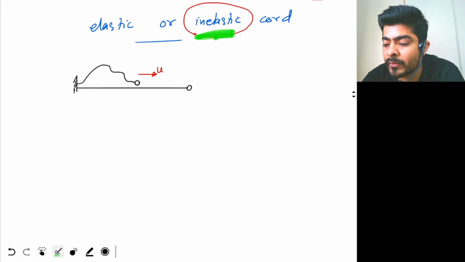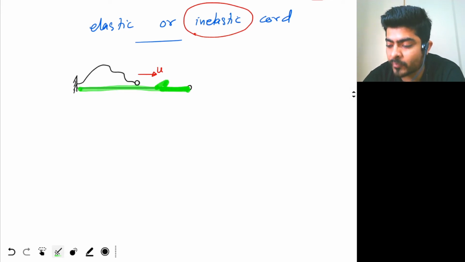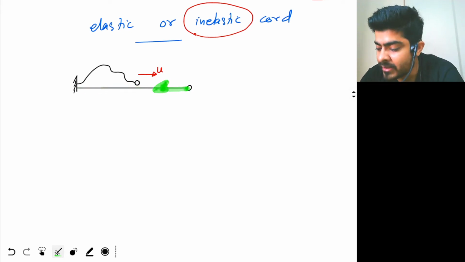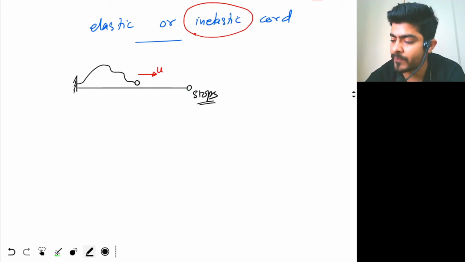As the sphere goes forward, at the moment when the string becomes tight, it will apply a very large impulsive force in the backward direction and immediately stop the sphere. Okay, this is the case for inelastic.